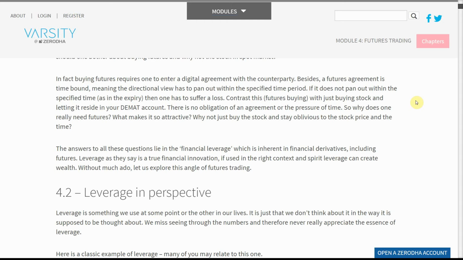So why does one really need futures? What makes it so attractive? Why not just buy the stock and stay oblivious to the stock price and the time? The answers to all these questions lie in the financial leverage which is inherent in financial derivatives, including futures. Leverage, as they say, is a true financial innovation. If used in the right context and spirit, leverage can create wealth. Without much ado, let us explore this angle of futures trading.